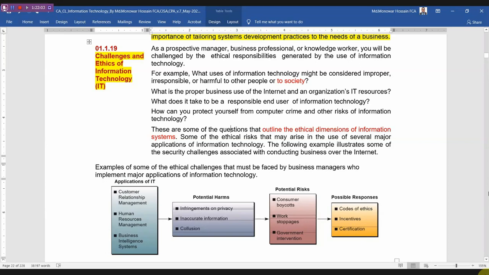So here, what is the proper business use of the internet, and what makes a responsible end user of information technology? How can you protect yourself from computer crime and other risks of information technology? That type of question should be answered within your ethical issues in information technology. These are some of the questions that outline the ethical dimension in information systems. Some of the ethical issues that may be raised in several major applications of information technology. The following examples are here.